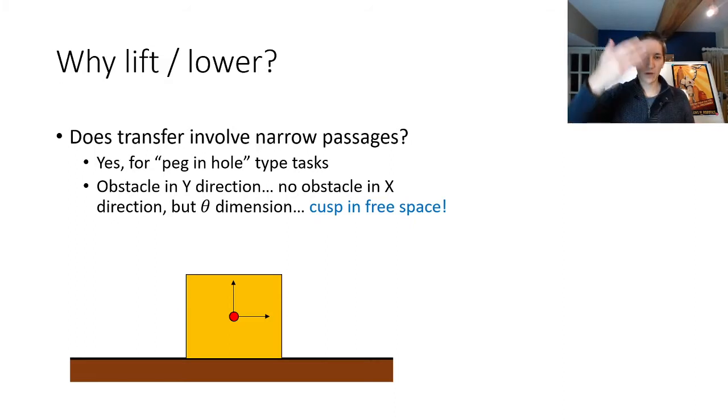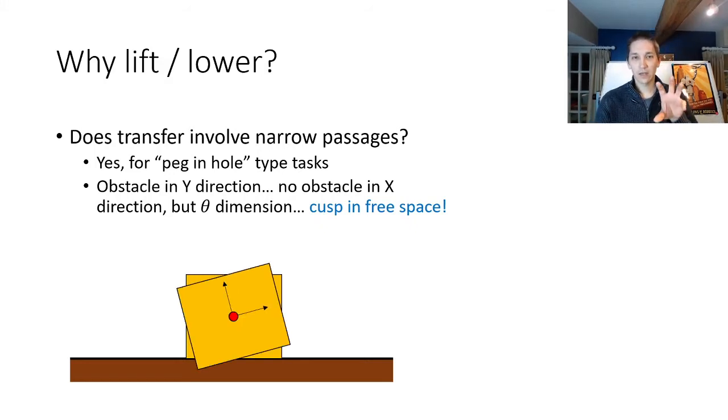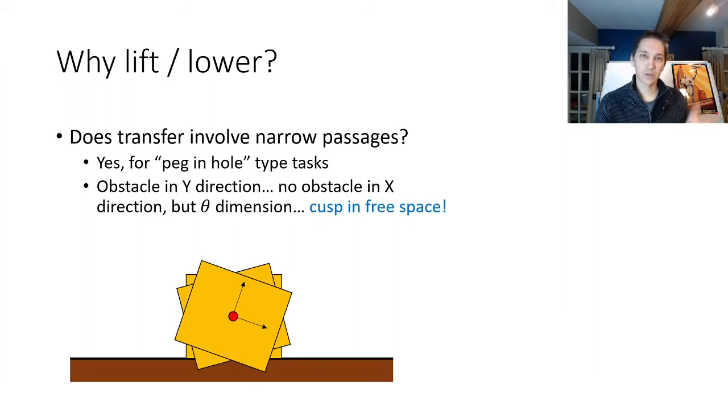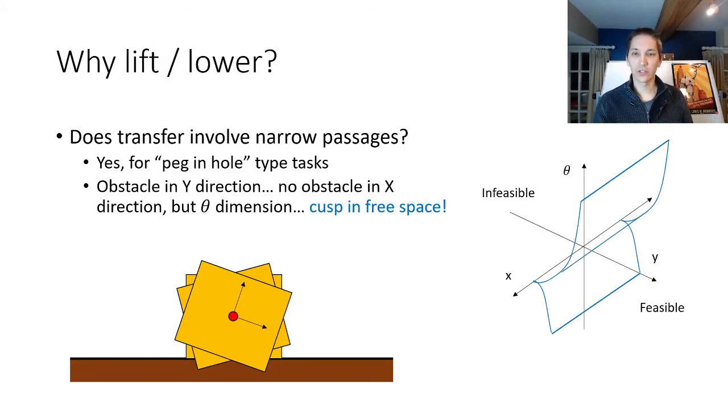Now, if you don't have a peg and hole type problem, there's still an unusual C-space geometry here. You can see that in the y direction for this two-dimensional problem, there is an obstacle, but it's only a half plane, so it's not really that interesting. There's no obstacle in the x direction. But if we start to think about what happens in the orientation direction, there's actually going to be a cusp in the free space. If I were to rotate just a little bit in any direction, I'm going to cause an increasing collision. So the C-space actually looks something like this.